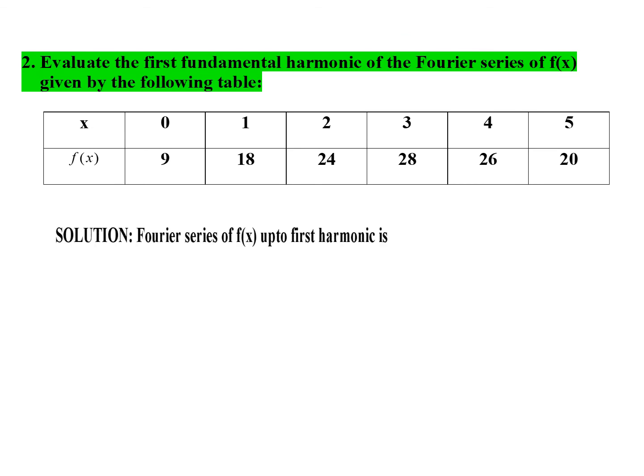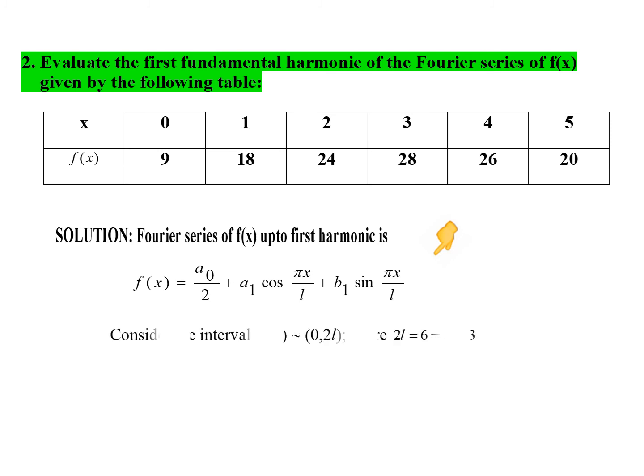Let us do another problem. This problem is evaluating Fourier series. Till first harmonic they have asked, but they have given an interval from 0 to 5 for x values. So we have to compare with the general interval 0 to 2L. So this is the formula, till first harmonic, written in L format.